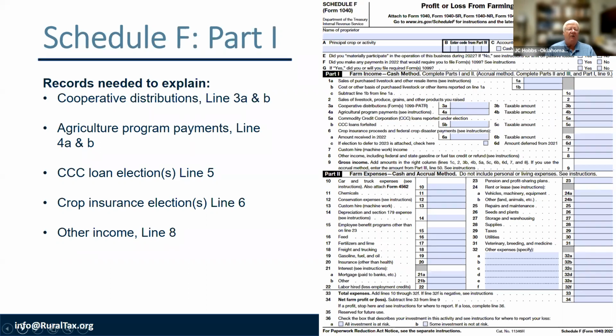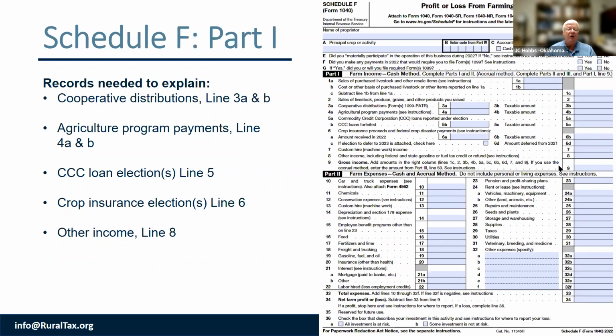So our farm records that may need to be brought into play would be the records needed to explain the cooperative distributions. That's lines 3A and 3B. Basically, in those situations, you may have some non-farm purchases that you get a patronage dividend for. Those non-farm items are allowed, but they're not taxable. So we exclude them on 3B, which is the taxable amount.